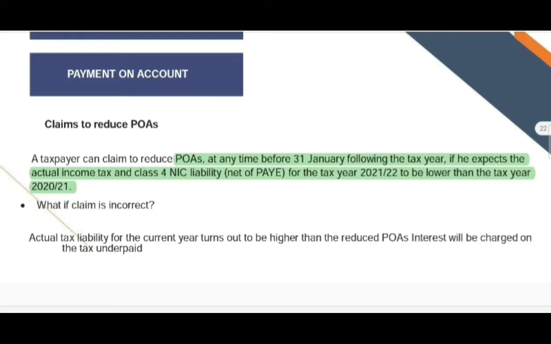So in simple words, if you expect that your current year tax liability of income tax and class 4 NIC contribution is less than previous year tax liability, then you can claim to reduce your payment on account. And what if the claim is incorrect? Your actual tax liability for the current year turns out to be higher than the reduced payments on account. So in that case, interest will be charged on the tax underpaid.